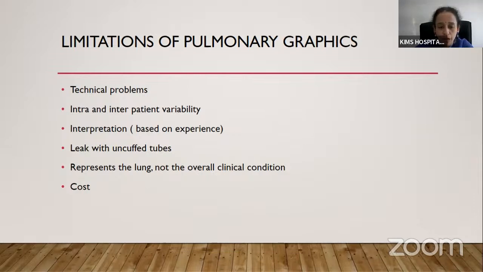And in the neonates, we generally use uncovered tubes only. So there will be leak with uncovered tubes. And it represents only the lung, not the overall clinical condition of the baby. And of course, cost. The high-end ventilators with flow sensors and display of the pulmonary graphics will not be there in every setup.